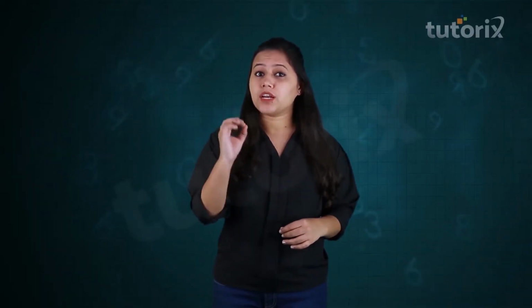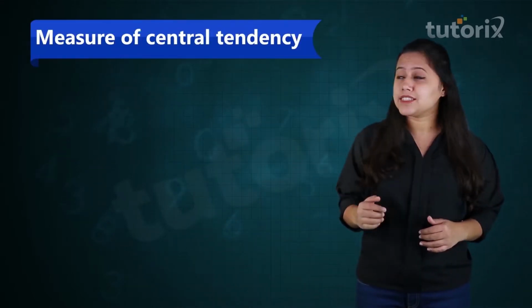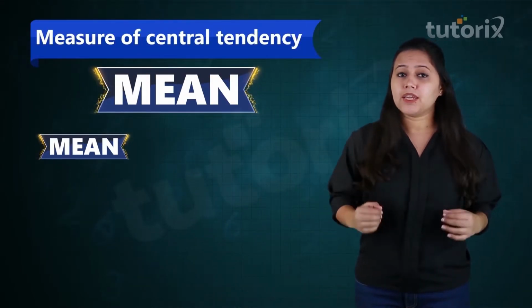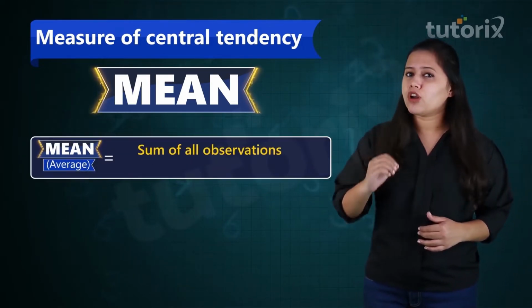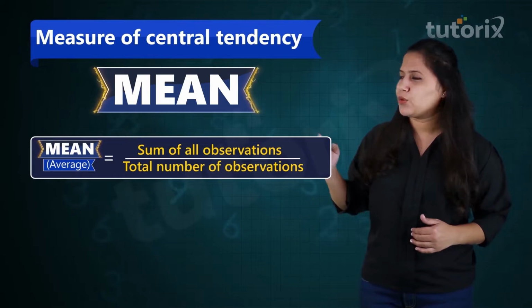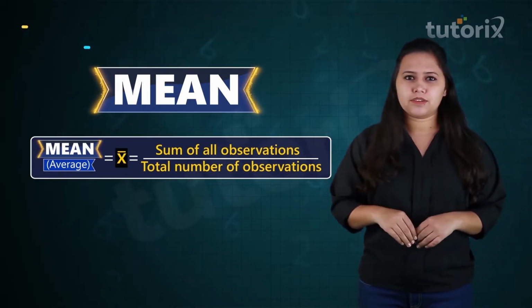Hello everyone, I hope you did a thorough revision of the last video where we studied about one of the measures of central tendency, which is mean. The mean or average of a number of observations is the sum of all observations divided by the total number of observations, and it is denoted by the symbol x bar.